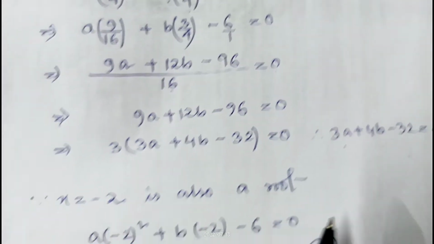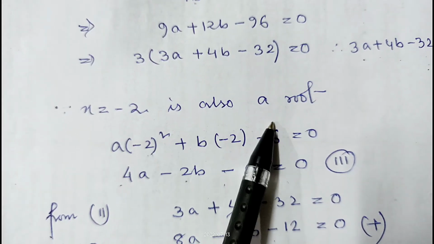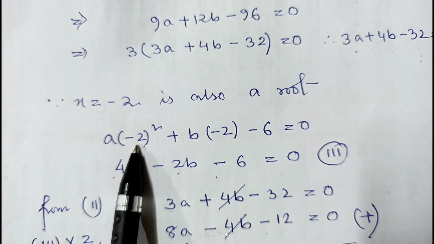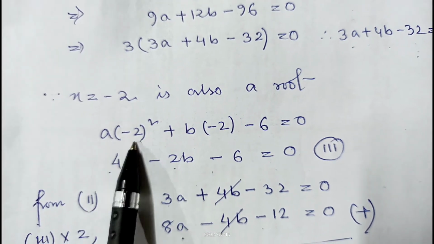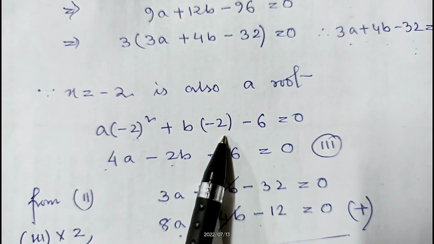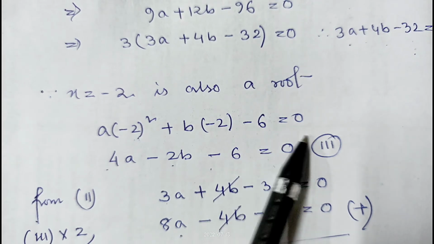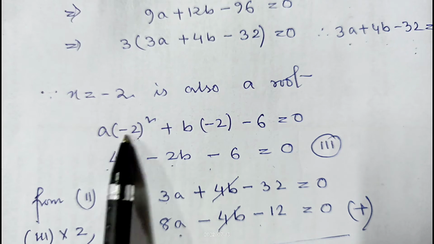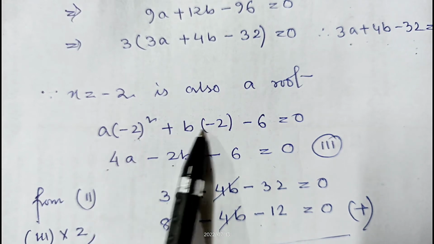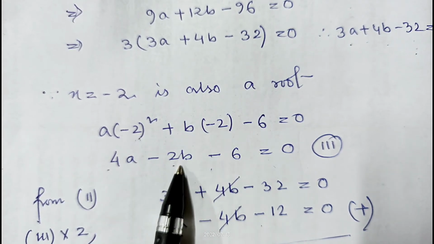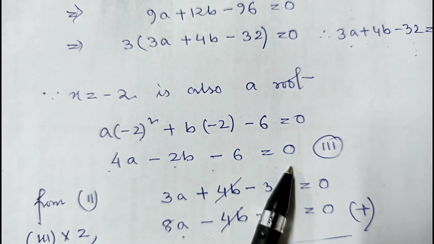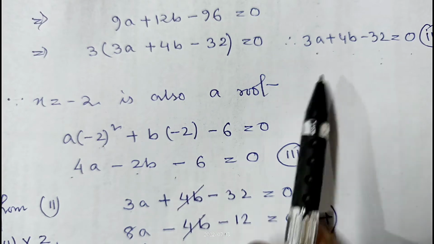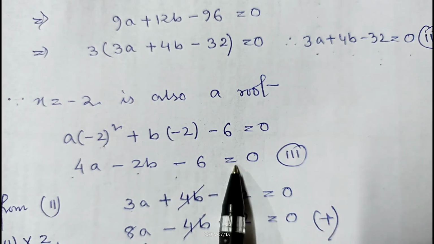Again, it is given that x equal to minus 2 is also a root. Since x equal to minus 2 is also a root, we can replace x by minus 2. Then it will be a (minus 2) square plus b into minus 2 minus 6 equals to 0. 2 2s are 4, so it will be 4a, and here it is minus square, so it will become plus. Plus minus minus twice b minus 6 equals to 0. So this is equation number 3. So we got these two equations, and from these two equations we have to find a and b.